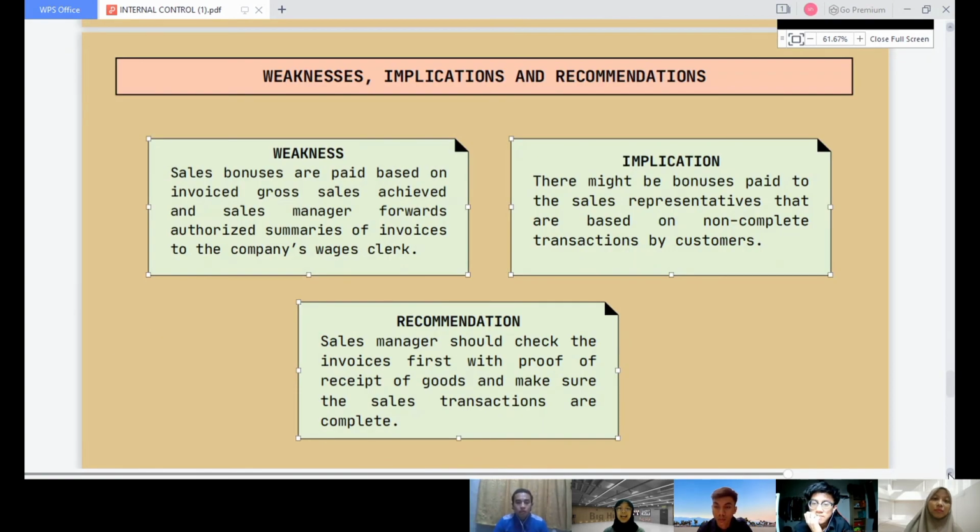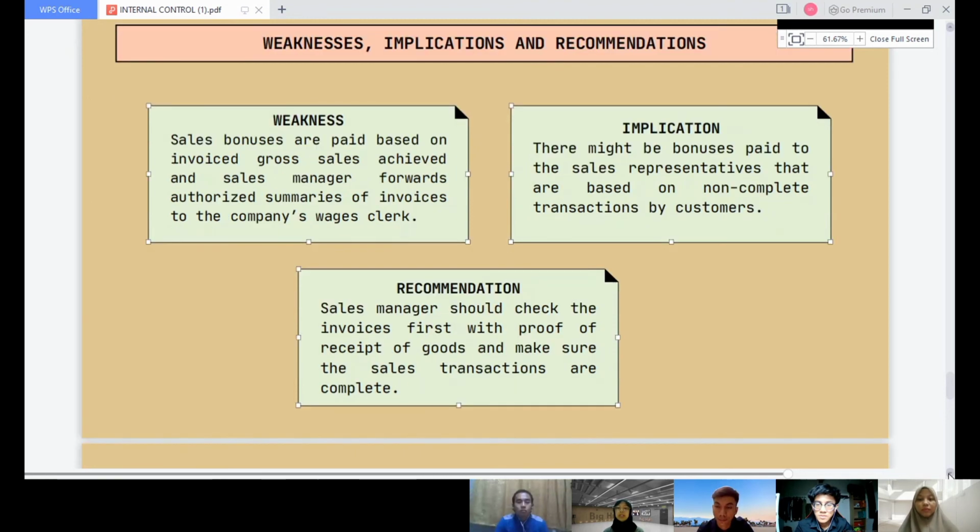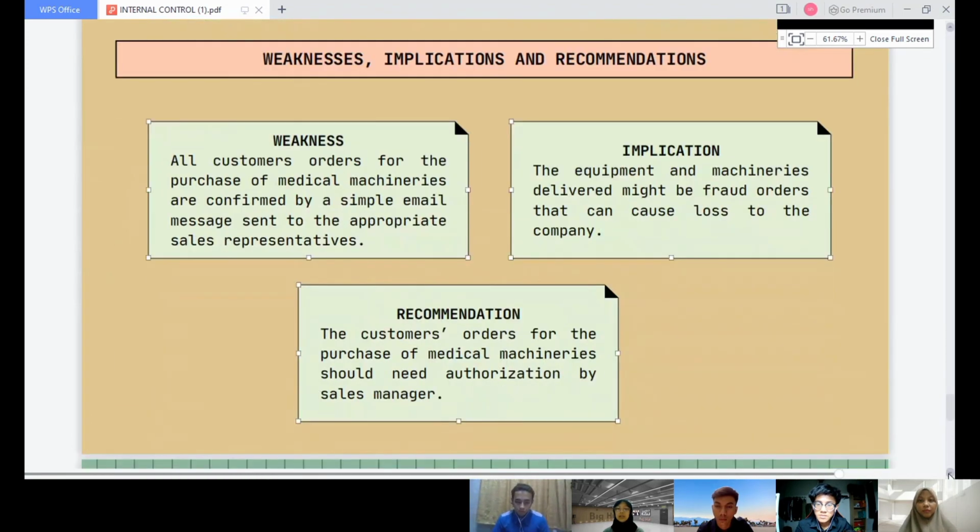For the second statement, the weakness here is that sales bonuses are paid based on invoiced gross sales achieved, and the sales manager forwards authorized summaries of the invoices to the company's wages clerk. Here, there might be bonuses paid to the sales representative that are based on incomplete transactions by the customer. To improve this situation, the sales manager should check the invoices first with proof of receipt of goods and make sure the sales transactions are complete. Then the calculation also should be checked and authorized by an independent responsible official before forwarding it to the company's wages clerk.